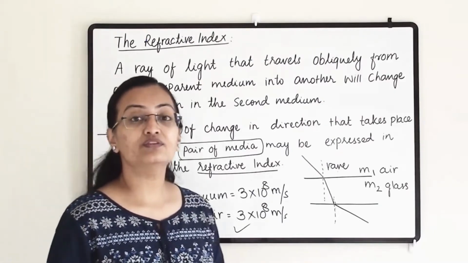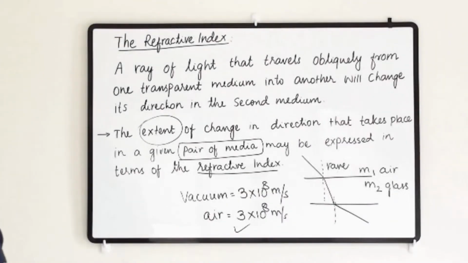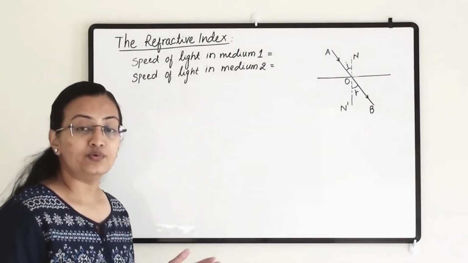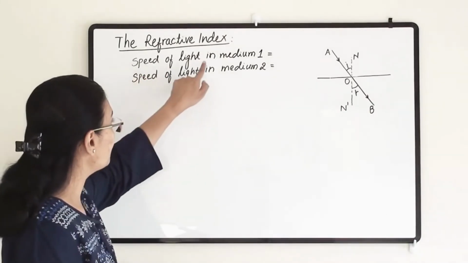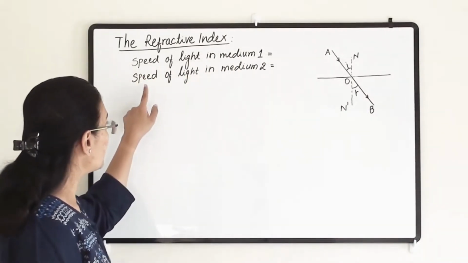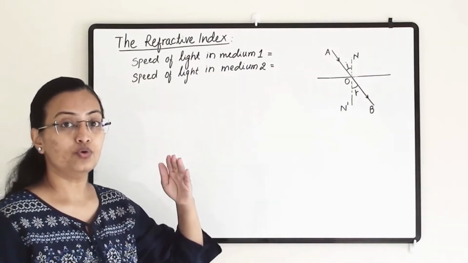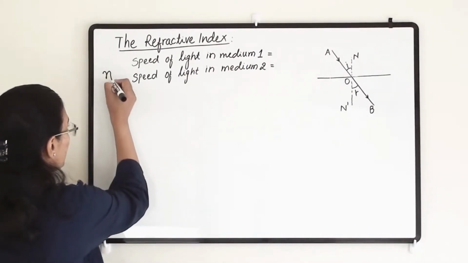Now let us derive the formula of refractive index. Here we are going to derive the formula for the refractive index. We take the ratio of the speed of light in medium 1 divided by the speed of light in medium 2. That ratio will be our refractive index, and we represent it with n.